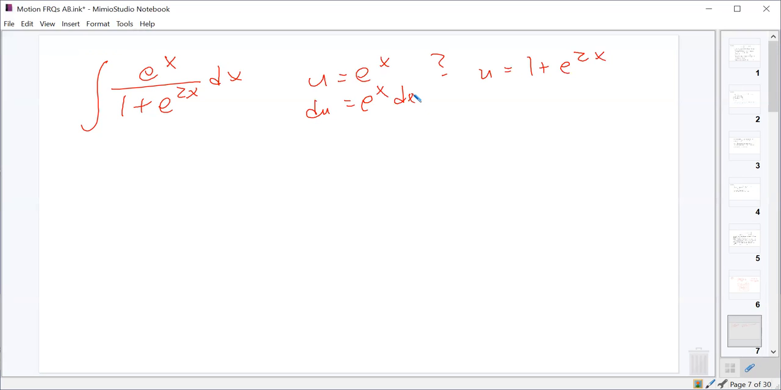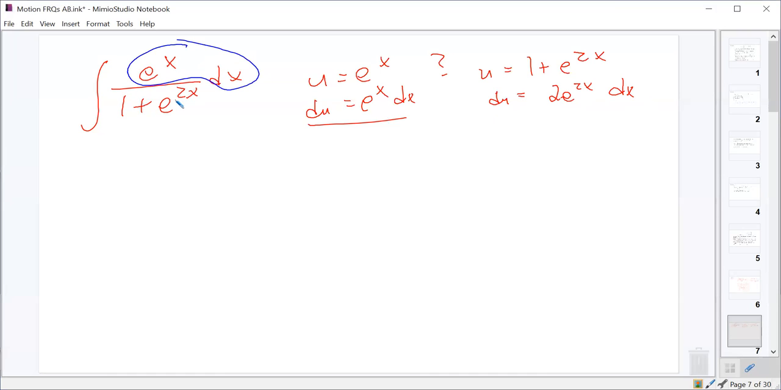Does that seem good or no? What about over here with 1 plus e to the 2x? What do we have for du if we tried to do this one? Just out of curiosity. One of these is going to work out. So, 2e to the 2x dx. All right. So if we look at this one, the du is e to the x dx. Do I have e to the x dx in here? I do, right? So that's my du.